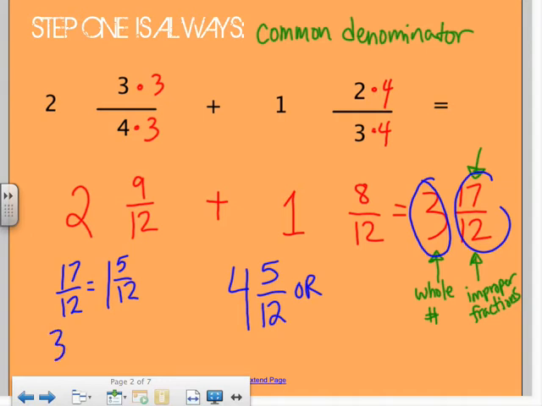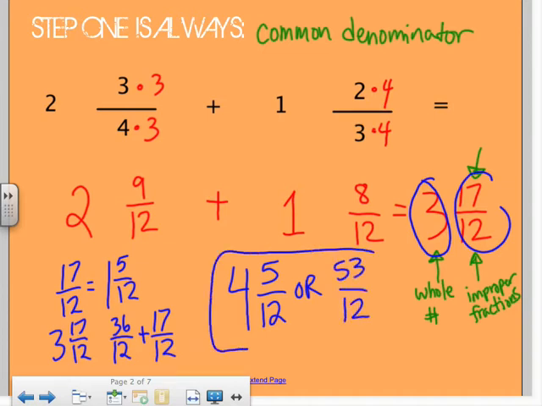We'd had 3 and 17/12. The 3 would have been 36 out of 12, plus the 17 you already had. So is that 53/12? So either of these is fine because this is an improper fraction where the entire fraction is improper. This is a mixed number where the fraction part is a proper fraction, okay?